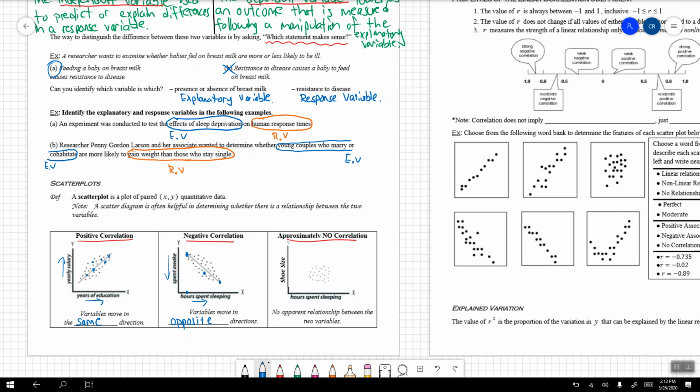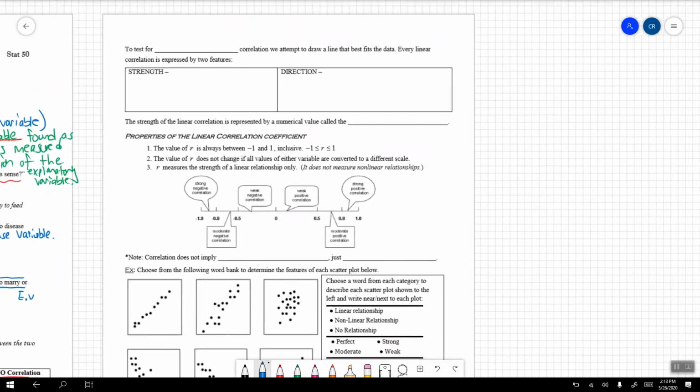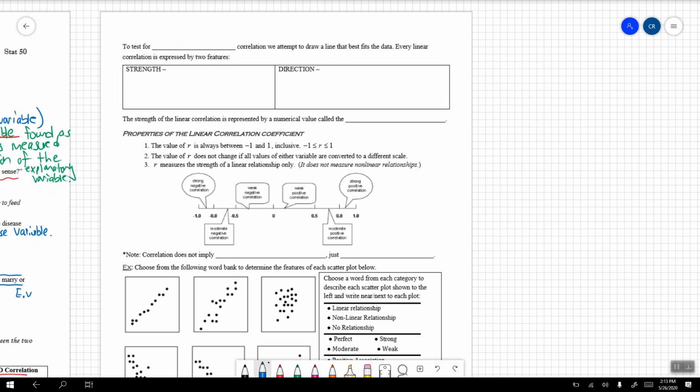Approximately no correlation. If we're looking at approximately no correlation, this says that there is no apparent relationship between the two variables. In other words, it does not satisfy a positive and it does not satisfy a negative correlation. All we say is that there is approximately no correlation for the data that we are observing. That's it. Now that we have more definitions for correlation, let's start looking at how we're going to develop this whole process for a linear relationship.